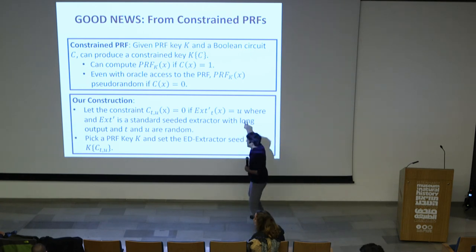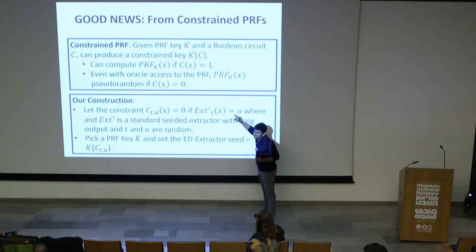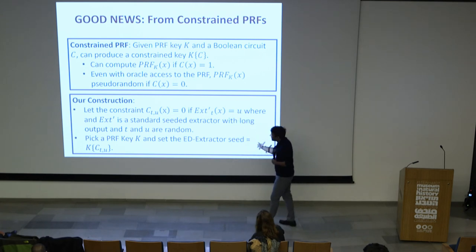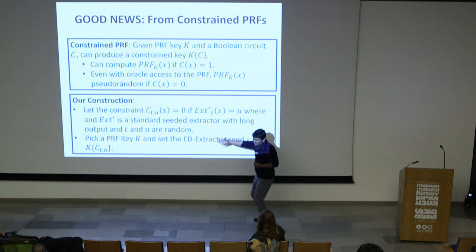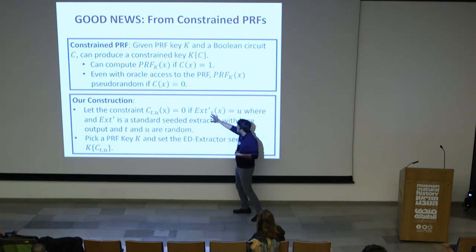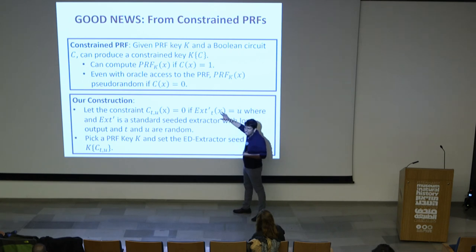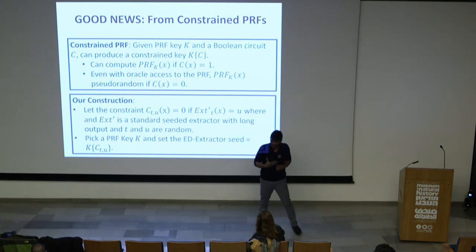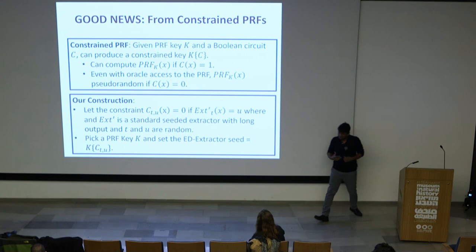This is because U is long. Yeah, exactly. I didn't write it, but U is super logarithmic bits. So in other words, the constraint allows the release of the PRF value as long as some standard extractor applied on X is not equal to U, which happens a lot of the time. So really, most of the time, you get the PRF value.